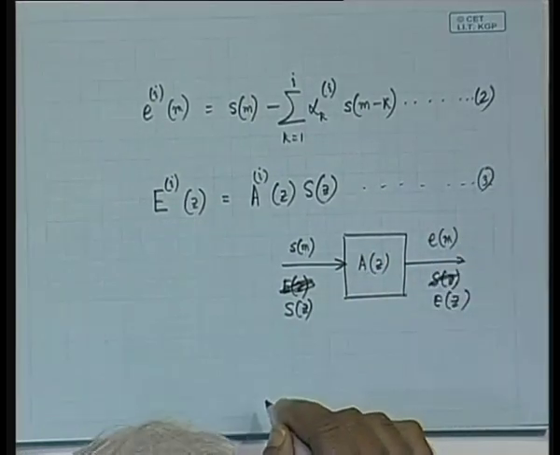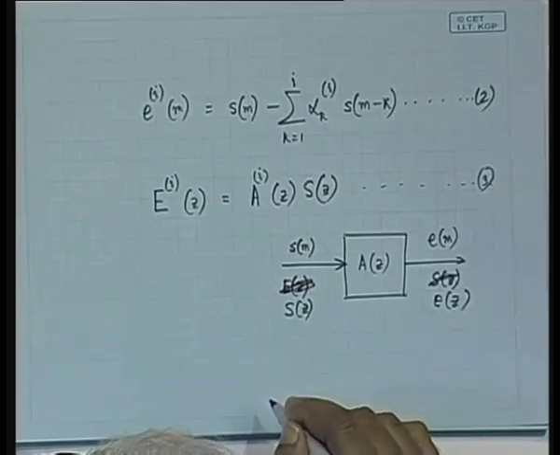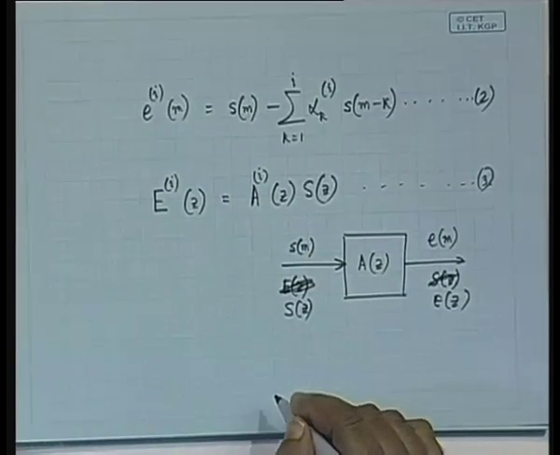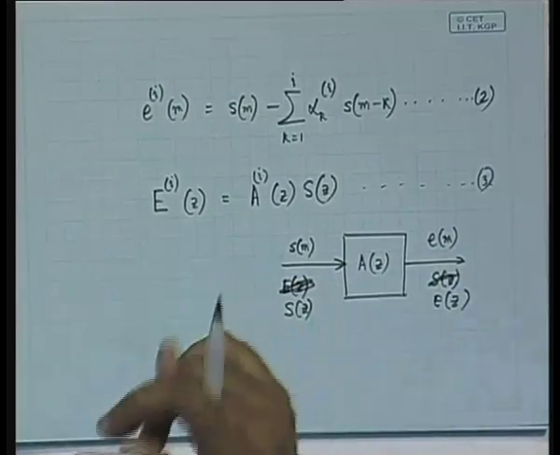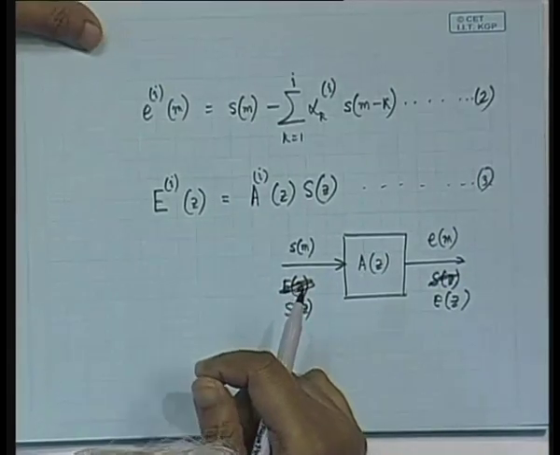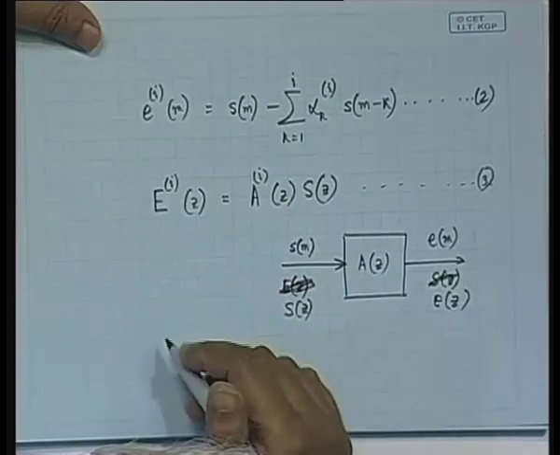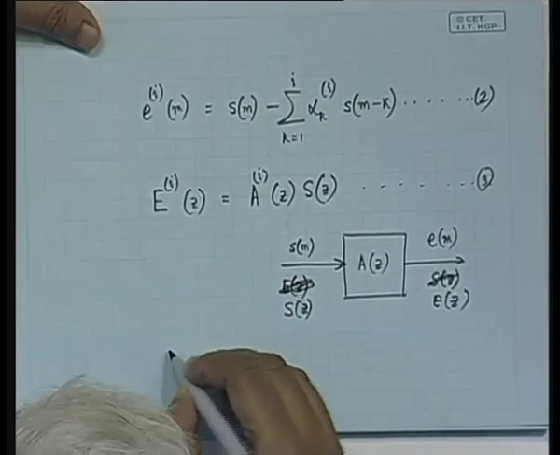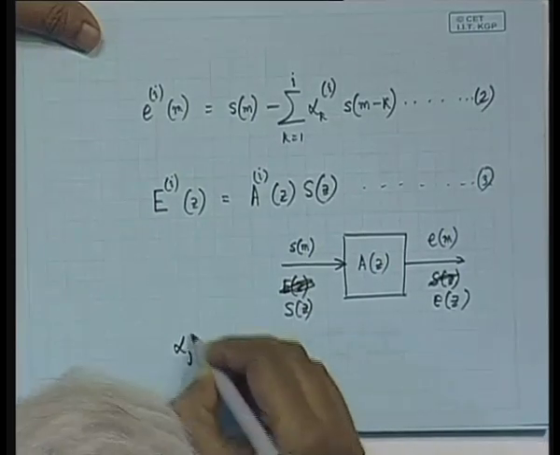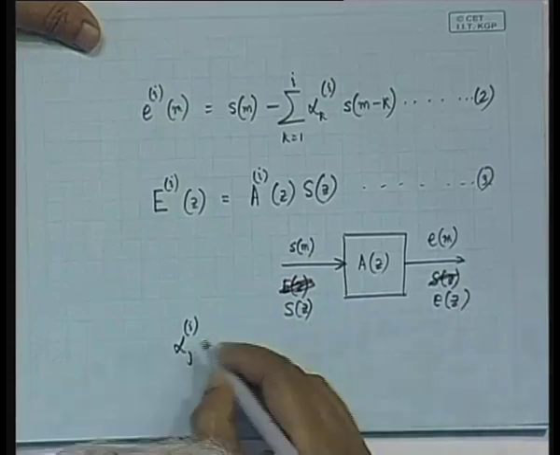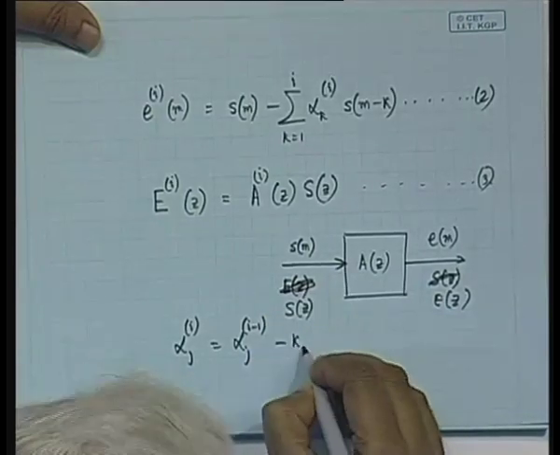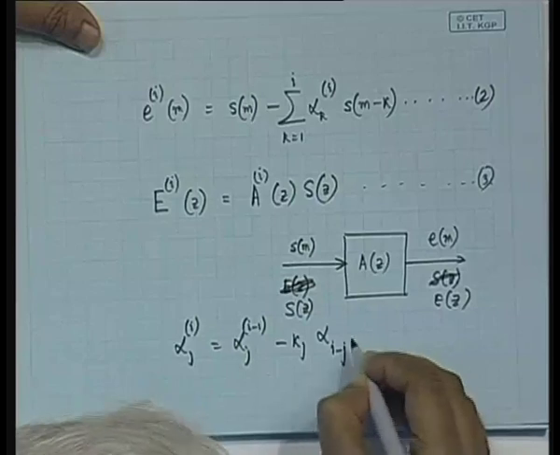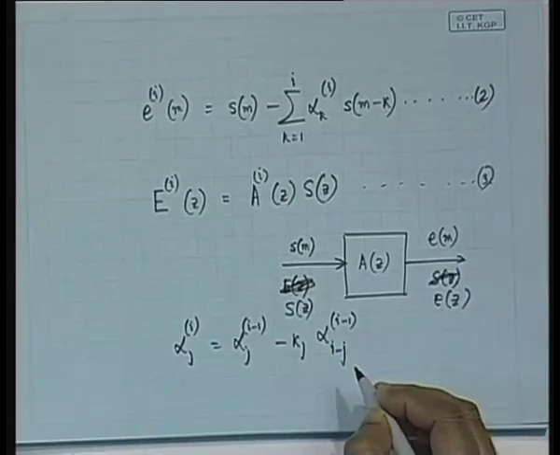Now again our objective is to express the relationship in an iterative form. In order to do that, let us go back to Durbin's relation that we were discussing in the last class. As per Durbin's relation, we had written an expression where alpha_j^(i), the ith estimate of the predictor, we write as alpha_j^(i-1) minus k_i alpha_(i-j)^(i-1), from the (i-1)th iteration.